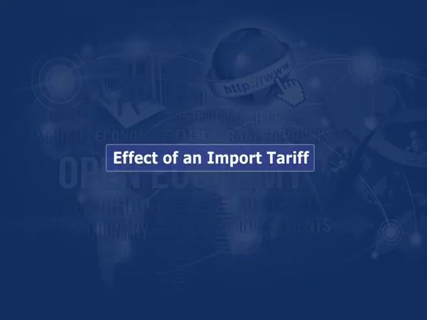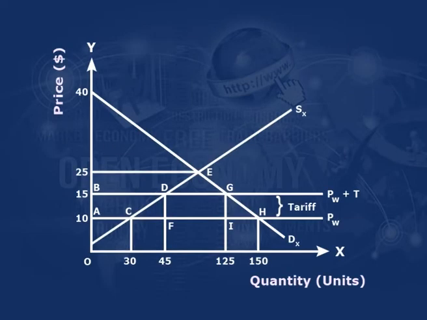Let's understand the effect of an import tariff. Suppose nation A imposes a tariff of $5 or 50% on the imports of commodity X. As a result, the domestic price of commodity X rises. This is depicted by the upward shift of the price line to Pw plus T. Therefore, the price increases from $10 to $15.